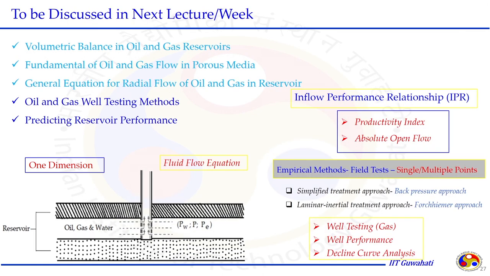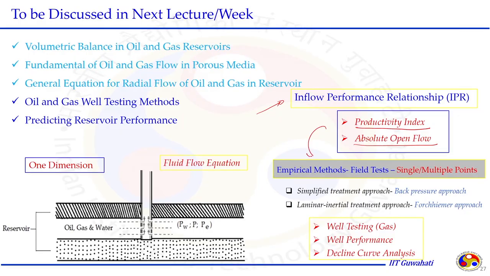So in the next class, we will again take this inflow performance relationship, IPR. We will try to utilize this IPR equation that is developed for different fluids and different flow regimes. Mostly we will focus on the complex fluid, that is the compressible fluid, and we will see pseudo steady state and unsteady state conditions, because those are the conditions under which the reservoir gets operated, and we will understand the concept of productivity index and absolute open flow condition in the reservoir. Further, we will go for the testing of the reservoir well using empirical methods, which are based on some field tests. They can be the single point or the multiple point test methods. And further, the gas well testing, well performance, and then the decline curve analysis. So this is related to understanding the oil and gas reservoir and their performance, and predicting their future profiles, which will be discussed in the next lecture.